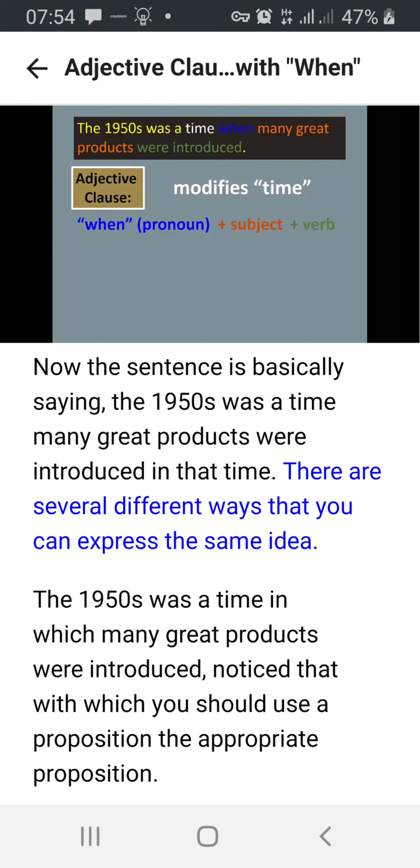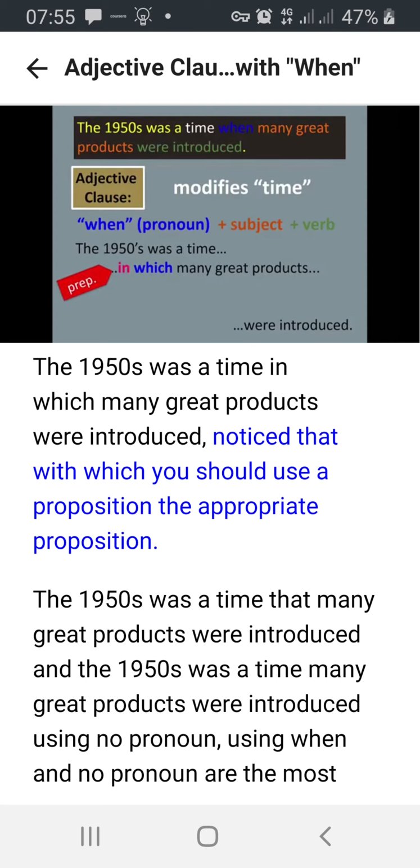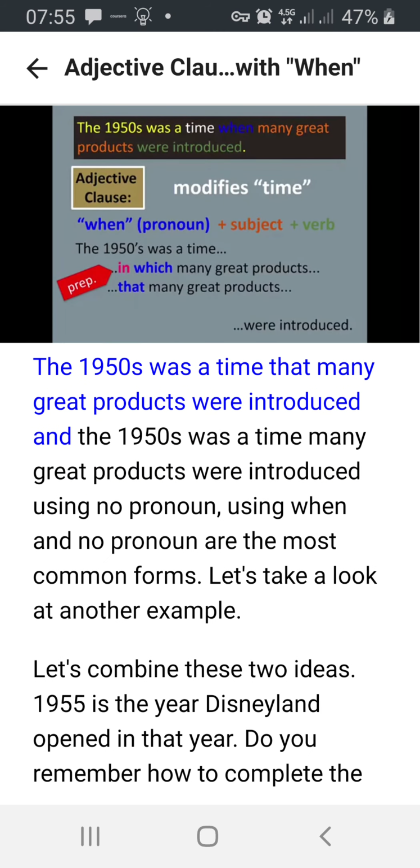There are several different ways that you can express the same idea. The 1950s was a time in which many great products were introduced. Notice that with "which" you should use a preposition, the appropriate preposition. The 1950s was a time that many great products were introduced, and the 1950s was a time many great products were introduced, using no pronoun. Using "when" and no pronoun are the most common forms.